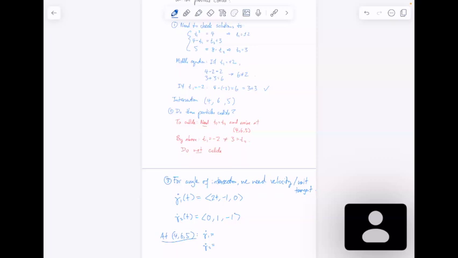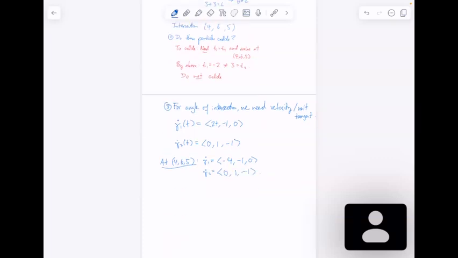Right, so for gamma 1 dot, I need to plug in t equals minus 2. So that's (minus 4, minus 1, 0). And gamma 2 dot, I need to plug in t2 equals 3. But there's nothing to plug in, so it's still (0, 1, minus 1). Now, what do we have?